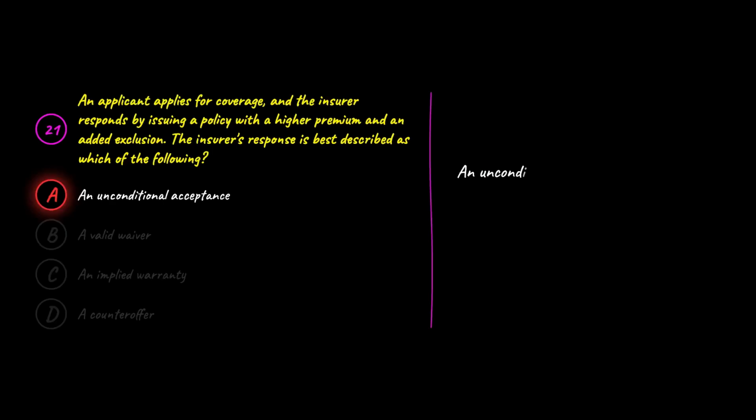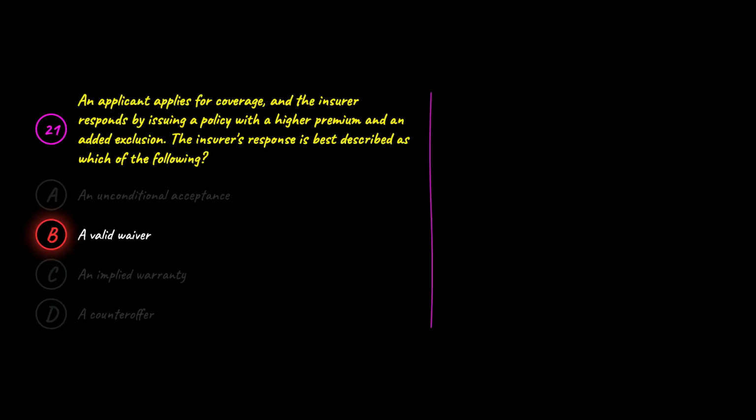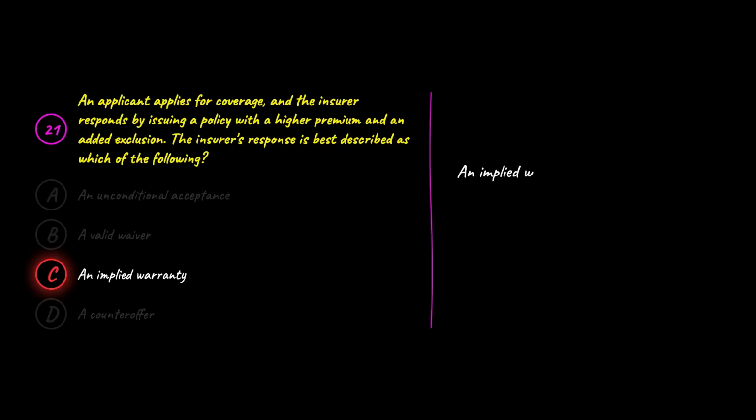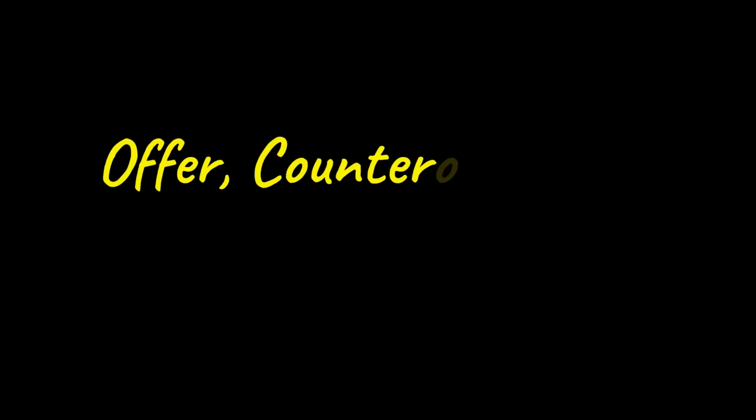A is wrong because an unconditional acceptance would mirror the application exactly, but altering the premium and adding an exclusion changes the terms instead of matching them. B is wrong because a waiver is the voluntary surrender of a known right, which does not describe an insurer proposing new and different policy terms. C is wrong because an implied warranty is a promise the law reads into a contract, unrelated to whether the insurer accepted or modified the application.